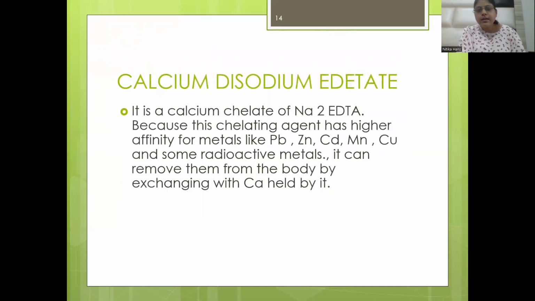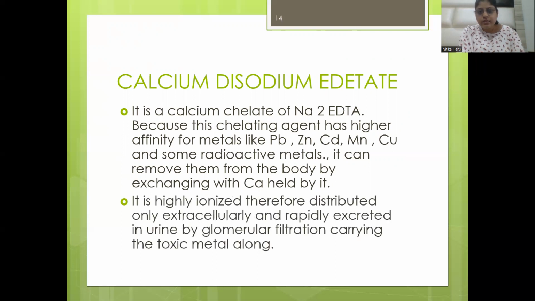Calcium disodium edetate is the calcium chelate of disodium EDTA. It is the chelating agent for lead, zinc, cadmium, mercury, copper, and some other radioactive metals. As it has calcium in its structure, it will remove those heavy metals from the body and replace them with calcium. It is highly ionized, distributed only extracellularly and rapidly excreted in urine by glomerular filtration, carrying the toxic matter along.